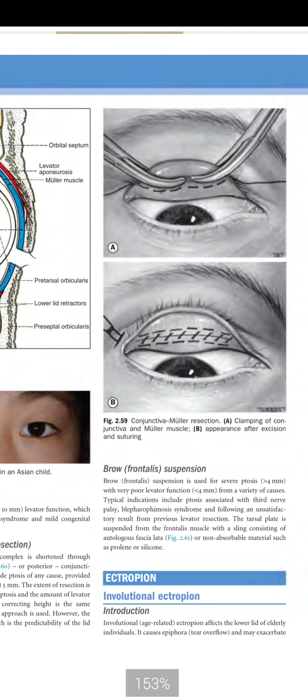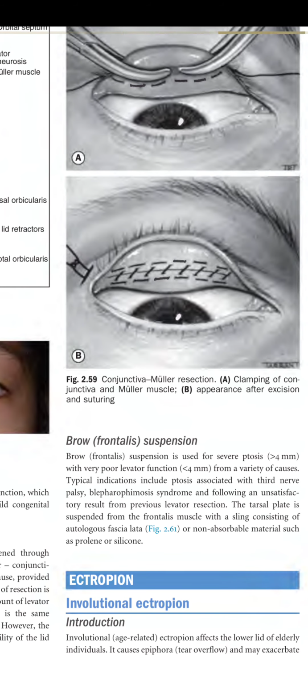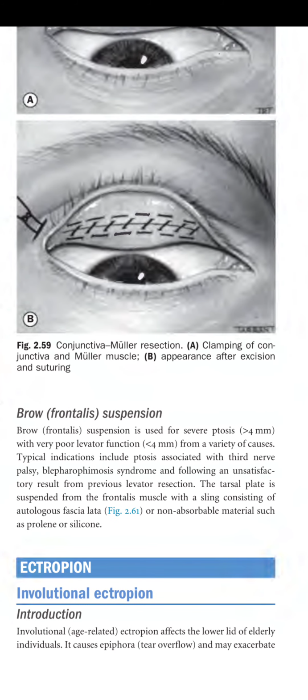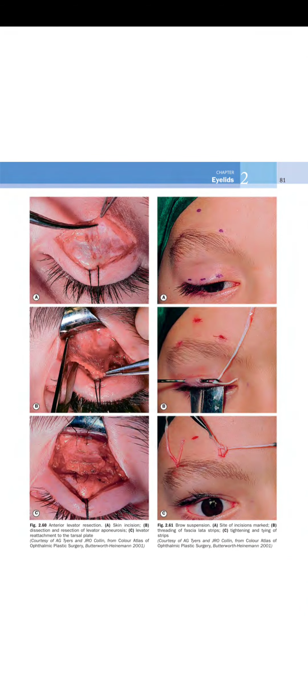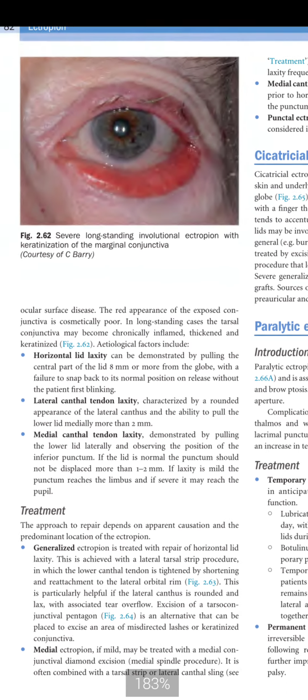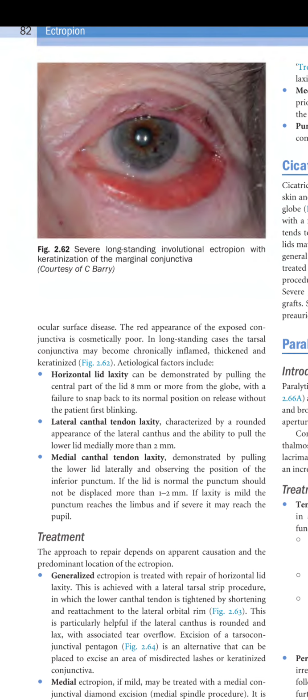One of the very important causes of ectropion is involutional ectropion. Involutional ectropion is basically the age related changes causing the ectropion. Introduction. Involutional age related ectropion affects the lower lid of elderly individuals. It causes epiphora, tear flow, and may exacerbate ocular surface disease. The red appearance of the exposed conjunctiva is cosmetically poor. In long standing cases, the tarsal conjunctiva may become chronically inflamed, thickened, and keratinized.